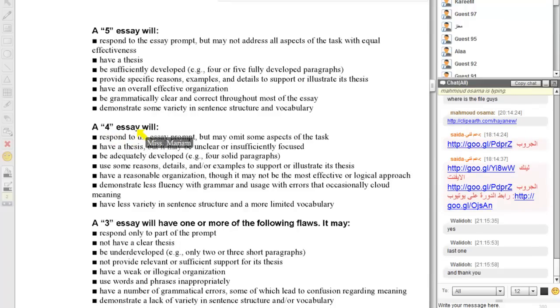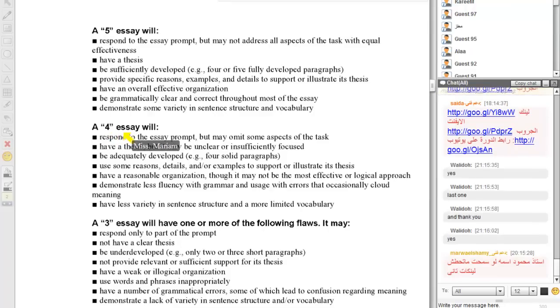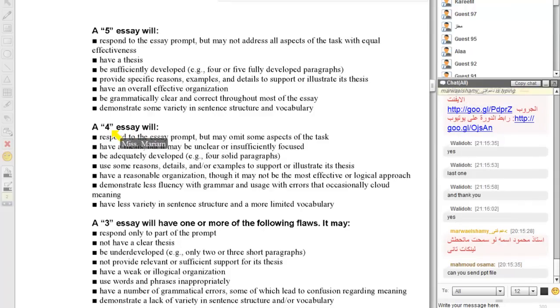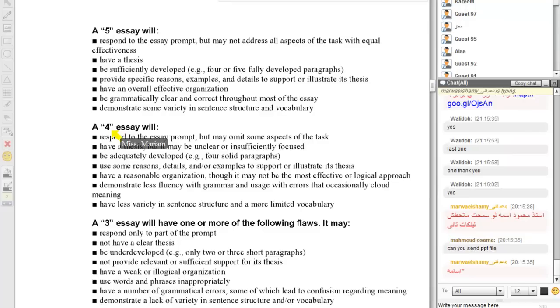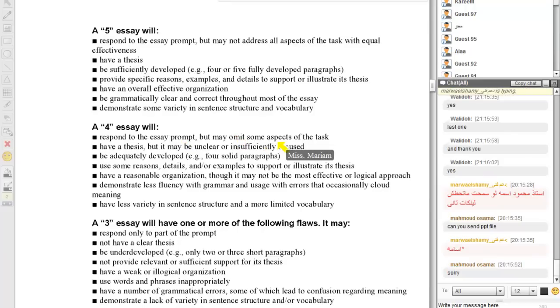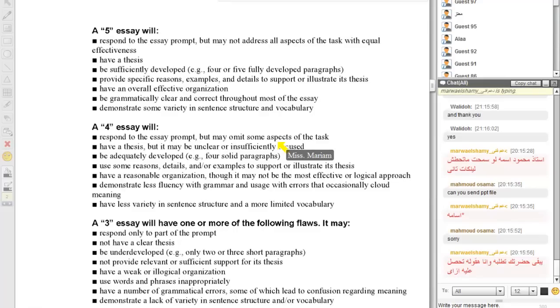A 4-scored essay, an essay which will take a 4. We said the highest score is 6. Okay, so respond to the essay prompt means that they understood the prompt and they are already writing about it, but they removed some aspects. That means an important element, an important part of the task, of the thing that you are going to write about.